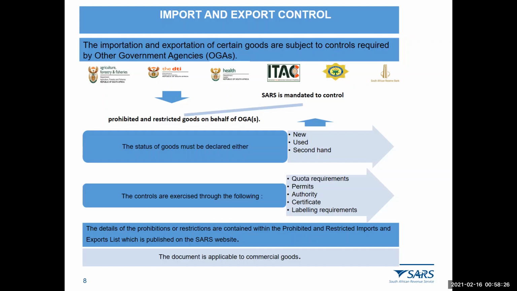So mostly we cluster all this under prohibited and restricted. Prohibited are the types of goods that under no circumstances you are allowed to bring into the country. Restricted are the types of goods where, for one to import that particular item, you need to meet certain requirements. And then the status of the goods must be declared, either second-hand goods, or used or new items. So you still need to do the declaration with SARS.